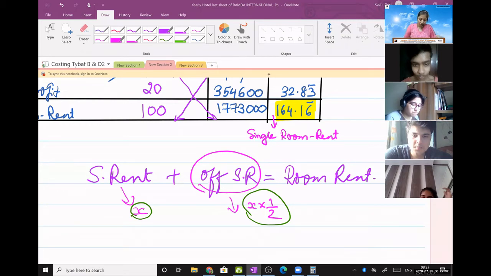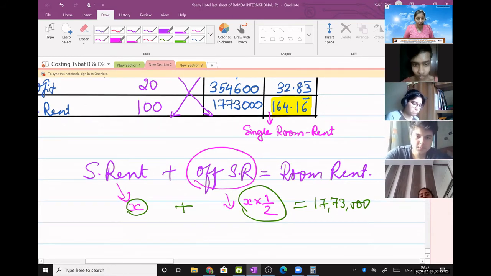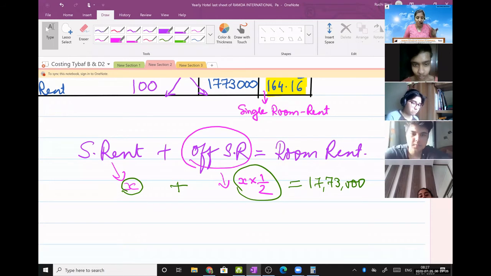Okay, so x plus half of x is equal to... कितना है मेरा रूम रेंट? 17,73,000. So this is my equation. Okay, fine. Understood. So X, that is my selling price. I have assumed seasonal rent to be rupees X, and my off season's rent is half of X, equal to my room rent for the entire year, 17,73,000, which is my revenue.